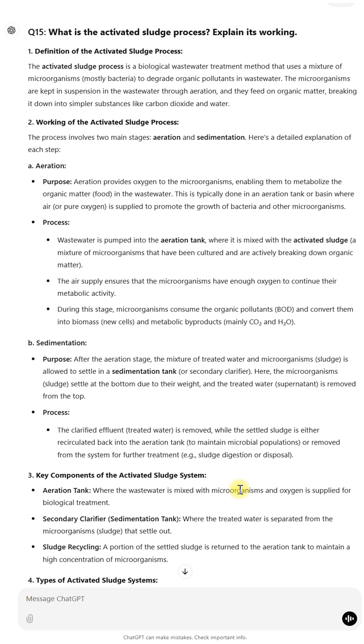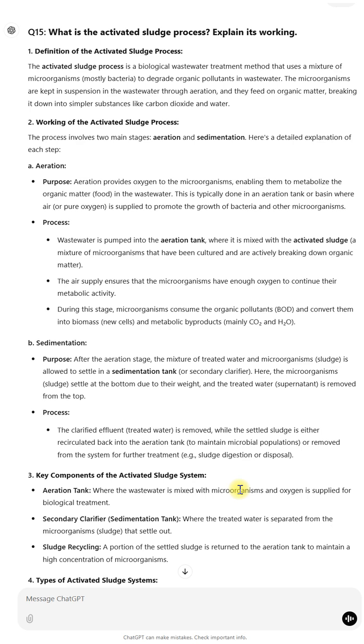Process. Wastewater is pumped into the aeration tank, where it is mixed with the activated sludge, a mixture of microorganisms that have been cultured and are actively breaking down organic matter. The air supply ensures that the microorganisms have enough oxygen to continue their metabolic activity. During this stage, microorganisms consume the organic pollutants, BOD, and convert them into biomass, new cells, and metabolic byproducts, mainly CO2 and H2O.